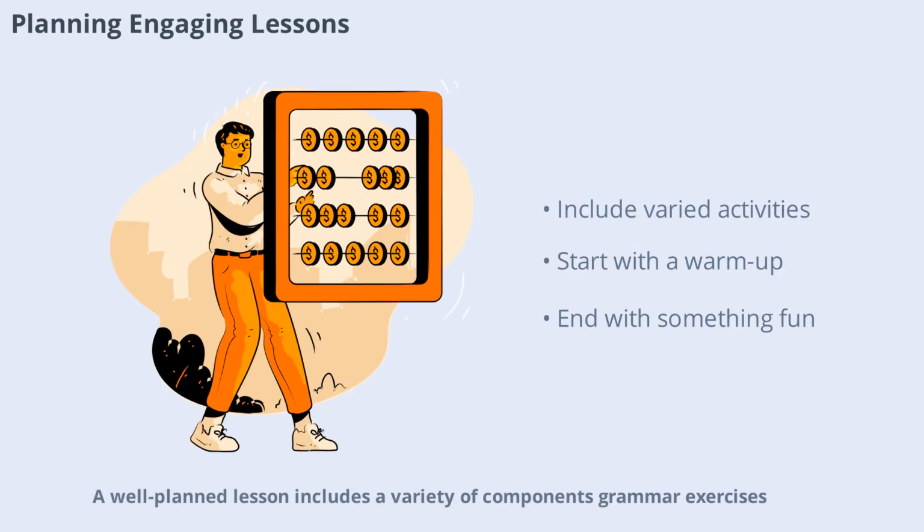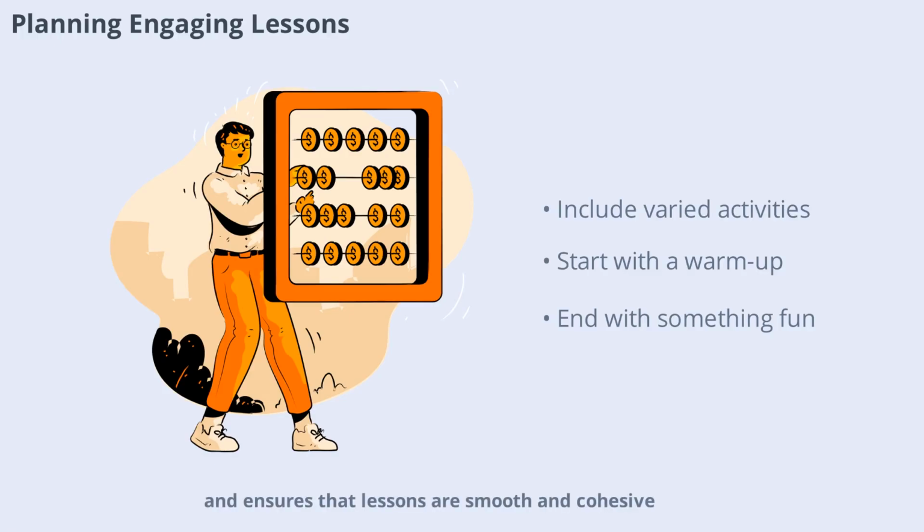A well-planned lesson includes a variety of components: grammar exercises, reading, vocabulary reviews, and activities that change the mood or topic. Starting with a quick warm-up helps set the right tone, while games or amusing items can end the lesson on a positive note. Integrating different types of activities keeps students interested and ensures that lessons are smooth and cohesive.